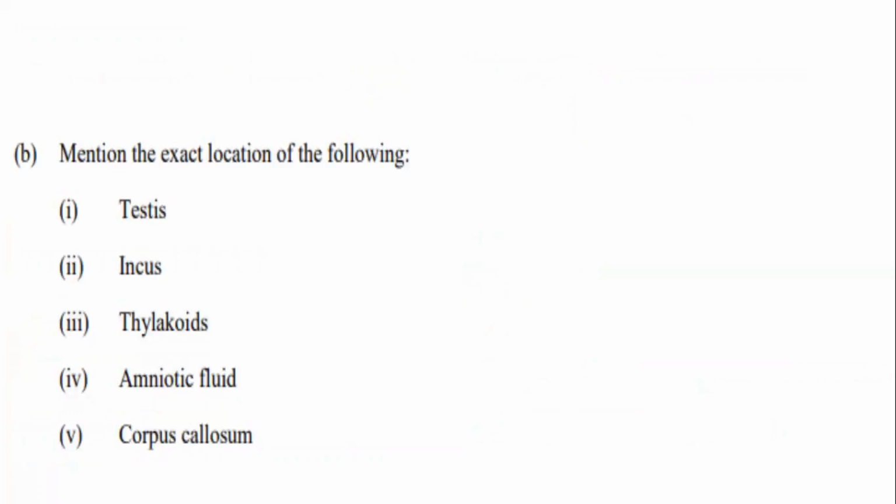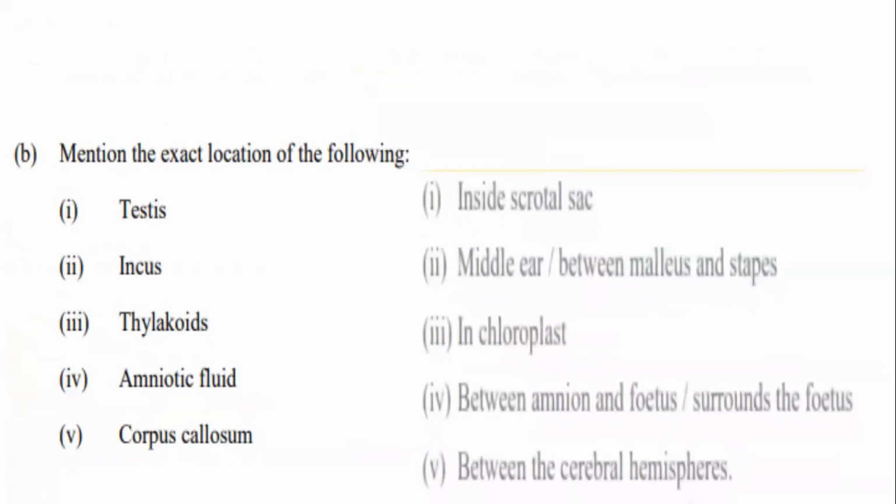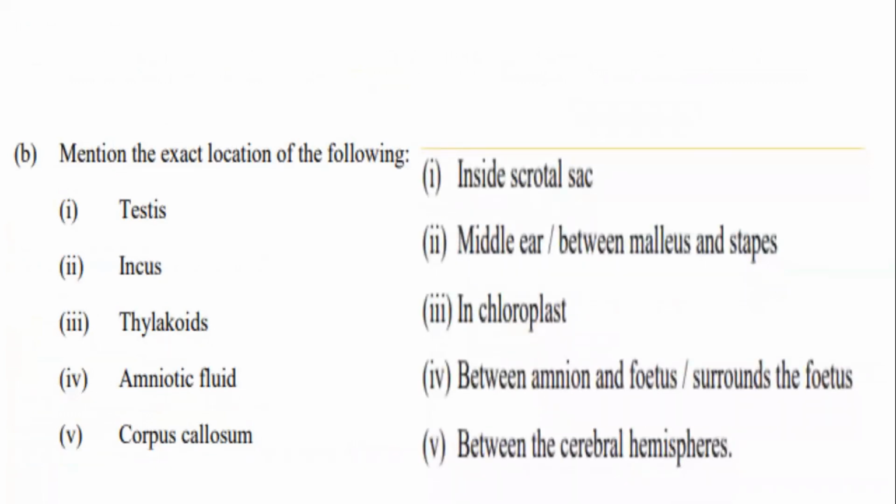Mention the exact location of testis, incus, thylakoids, amniotic fluid, and corpus callosum. Okay, the answer is testis is inside the scrotal sac. Incus is in the middle ear, or between the malleus and stapes. Better to write between malleus and stapes. Thylakoids in chloroplast. Amniotic fluid between amnion and fetus, or surrounds the fetus. Corpus callosum between the cerebral hemispheres.